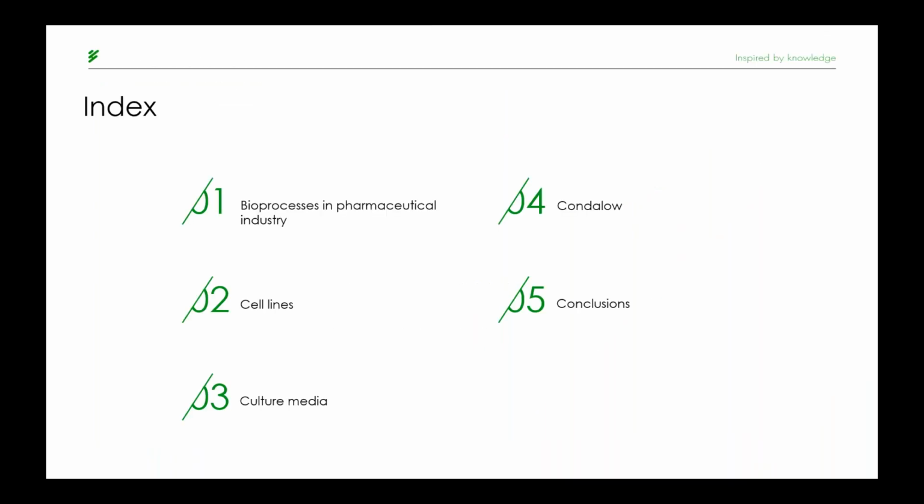So first, here we have the index, so we can organize our ideas. First, we're going to talk about the bioprocesses in the pharmaceutical industry, with a little explanation. Then we're going to talk about how to produce these biopharmaceuticals, these biological drugs, with the cell lines, the culture media, and finally with the supplements, in this case, the Condalow peptones. And finally, we will get to the conclusion of this presentation.